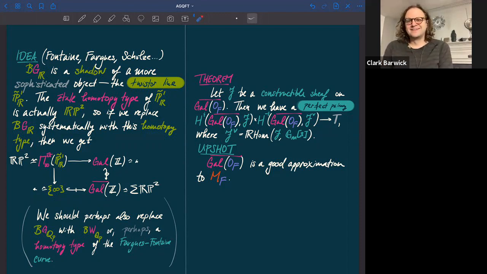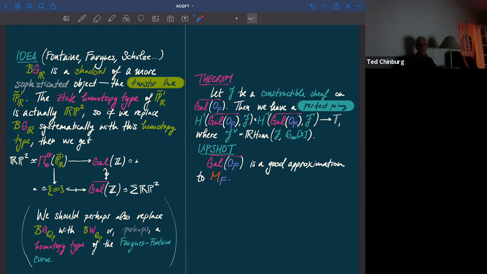Okay, there was one thing I wanted to ask. You started off with Artin-Verdier duality, and has any of this ever been worked out when you look at Weil-étale cohomology?